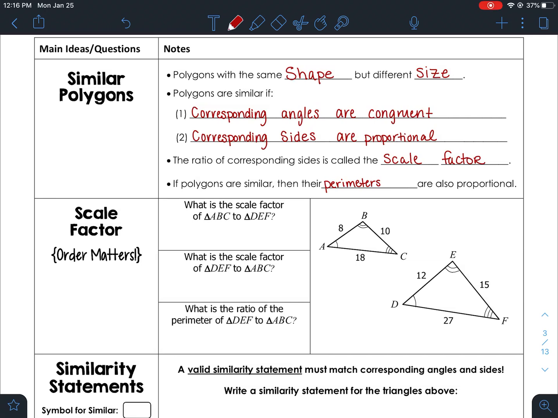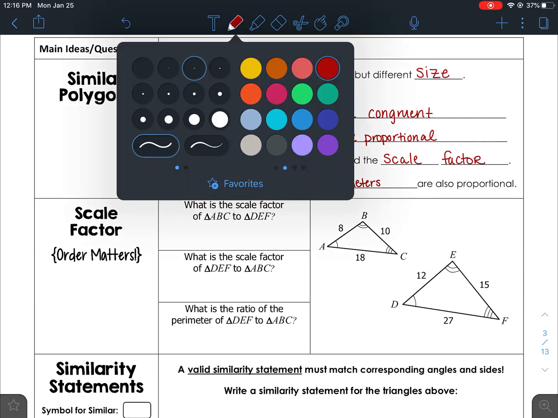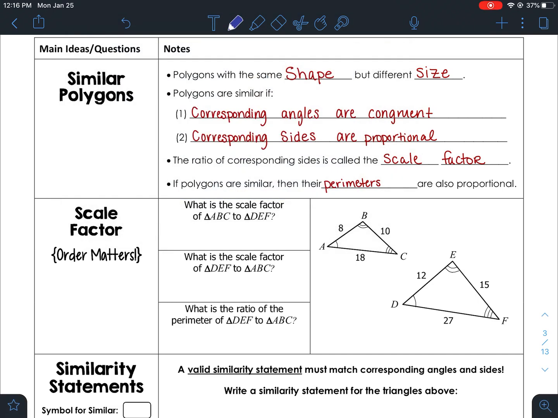Alrighty, today we're talking similar polygons and how we can use ratios and what we're going to call scale factors to solve for sides that are similar. Now, this is very different from congruence that we have talked about before. Congruence means they're equal. Similarity means that our polygons have the same shape but different sizes, so one might be bigger or smaller than the other.